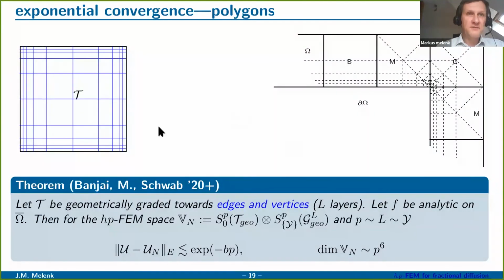In corner domains, so in polygons, so they're not strictly 2D, you need to do the geometric refinement towards edges and vertices. So for example, here, if this is the boundary, and then this is the mesh that we would use, so you do a geometric mesh refinement towards the edges, and here near the vertex of the domain, you do a geometric mesh refinement towards the vertex. Then you get again exponential convergence in the polynomial degree, P, and the problem size now is P to the 6 rather than P to the 5.